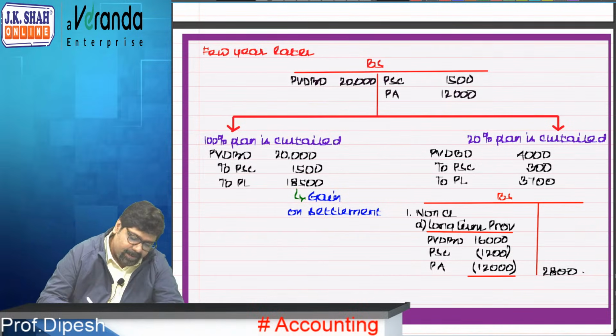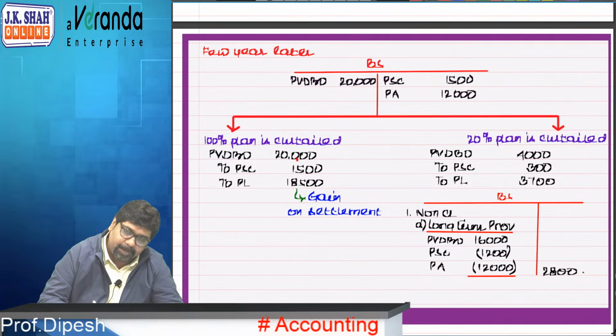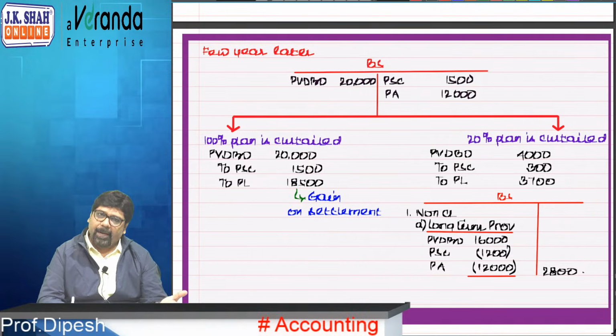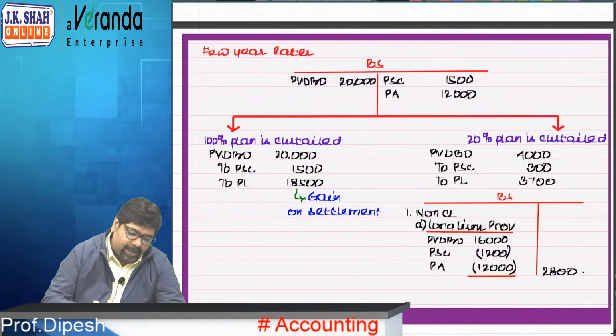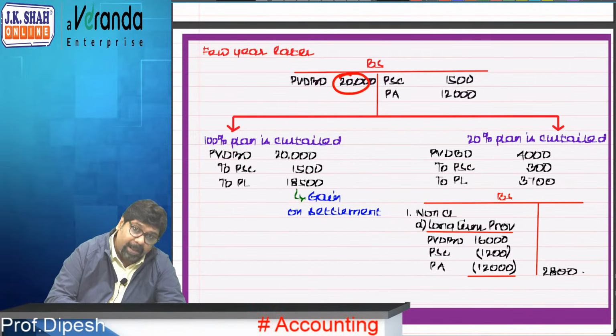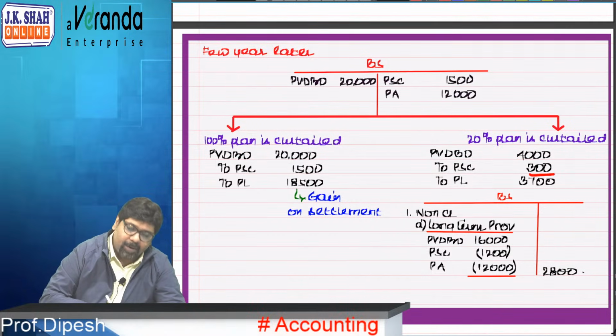So what will be the journal entry? 100% plan is curtailed, stopped. PVDBO 2,000, 20,000 gone. PSC 1,500 gone. 18,500 is gain on settlement. Fair enough? Yes. But 20% of the plan is curtailed. Then 20% of 20,000, 4,000 gone. PSC 20%, 300 gone.